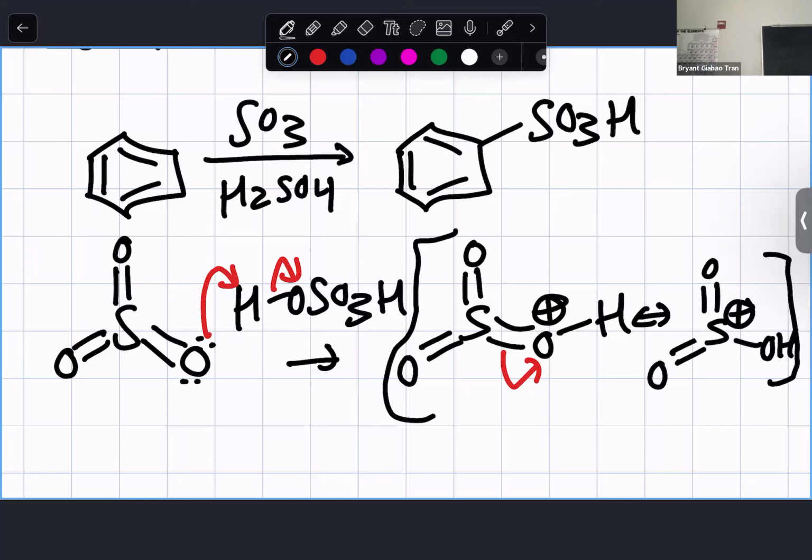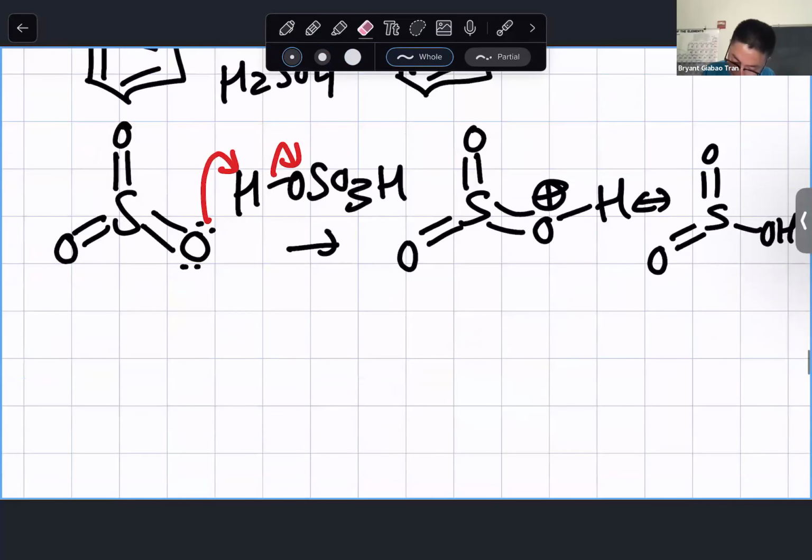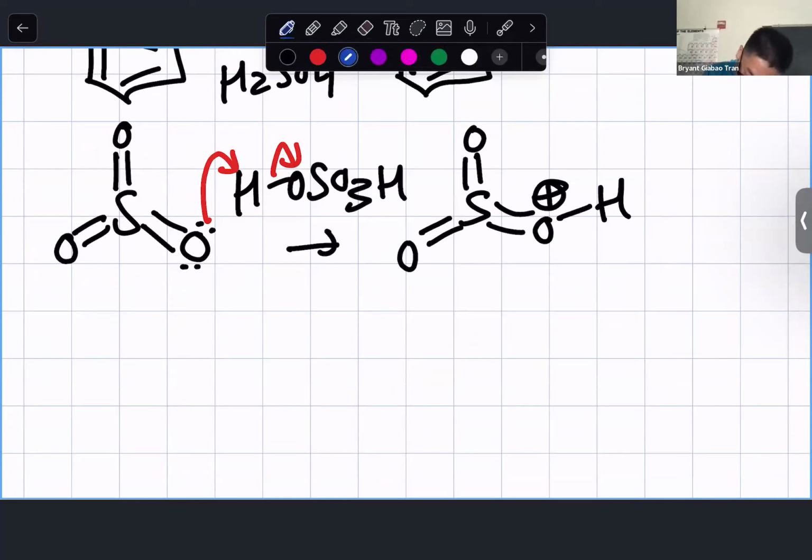But actually, ignore that resonance structure. Don't think about that. Sulfur is weird. So the electrophile here is going to be this sulfur atom. That's the electrophile.